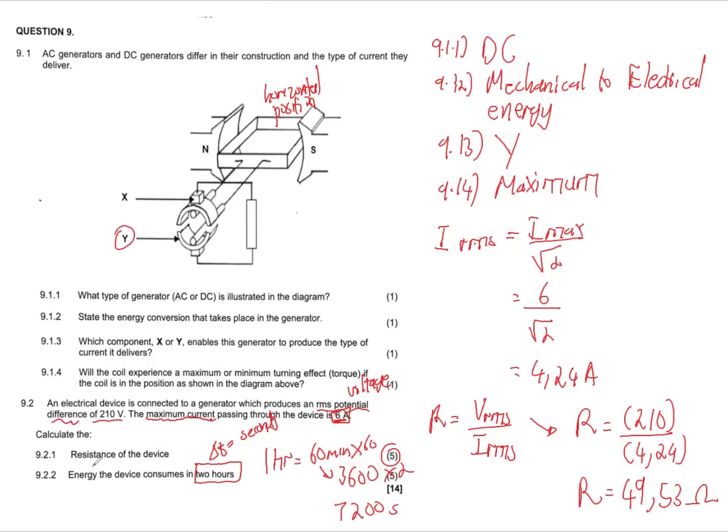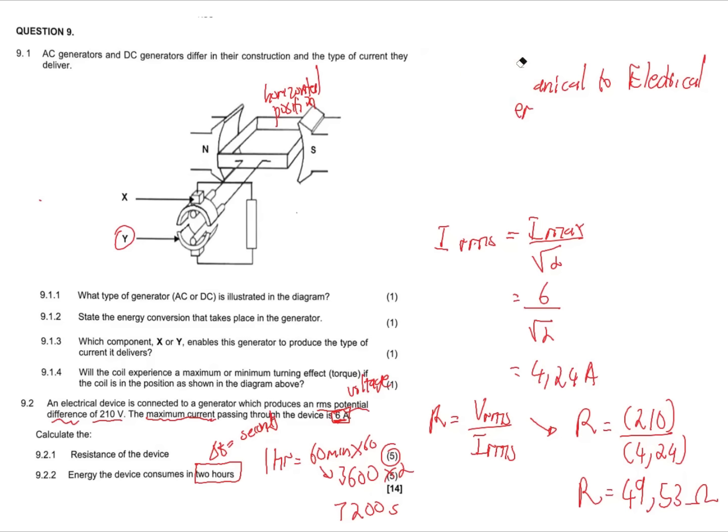So they say calculate the energy the device consumes in 2 hours. So this is what we are going to do now. The energy is represented by the symbol W. What do we have right now? We have the IRMS, we have the resistance, we also have the VRMS. So that means we can use any one of those formulas for energy. Let me just go with VRMS multiplied by IRMS, then multiplied by what?